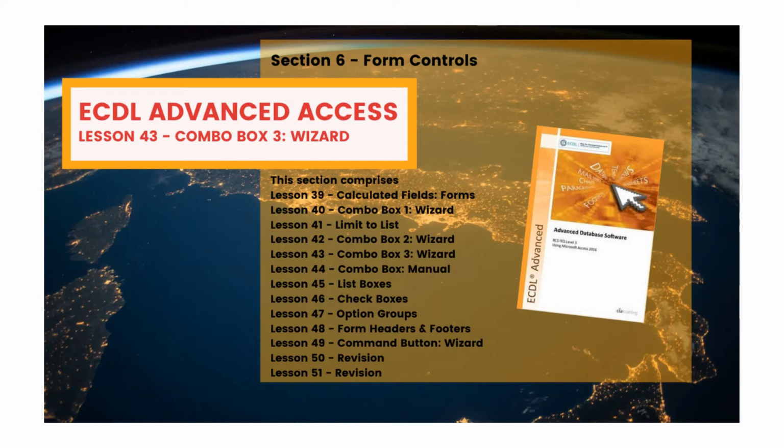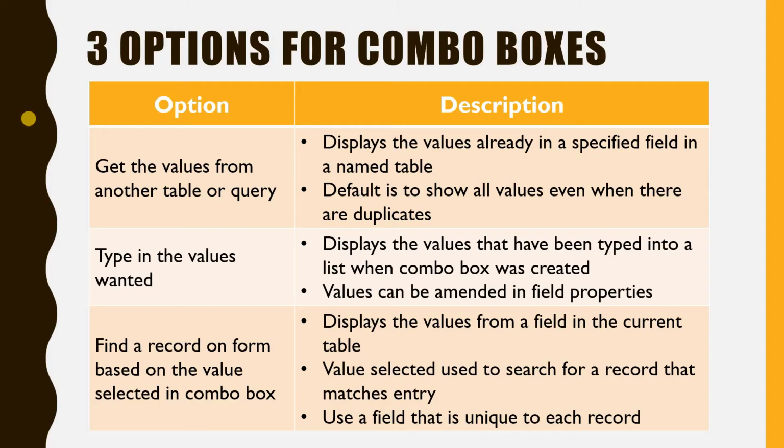ECDL Advanced Access Lesson 43, Combo Box Option 3. We introduced ourselves to combo boxes in Lesson 40, and in that lesson we discussed the first option, getting the values from another table or query. In Lesson 42 we looked at the second option, type in the values wanted. In this lesson we're going to look at the third option.